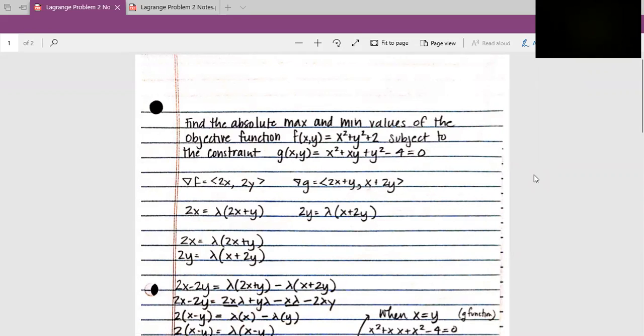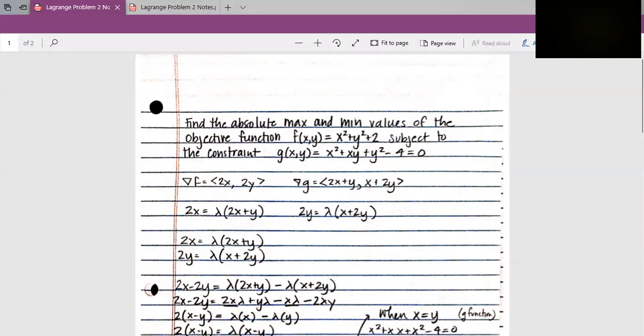So the first thing you're going to do is take your partial derivative with respect to x of f, okay? So if I take this partial derivative, that would be 2x. And I'll take the partial derivative with respect to y, which would be 2y. And that's how we start.